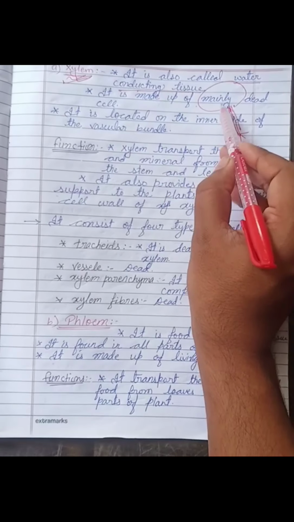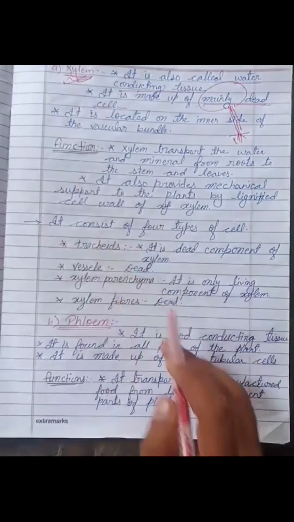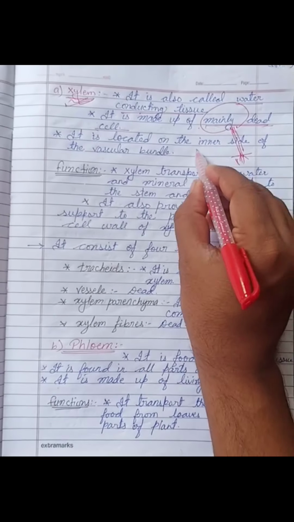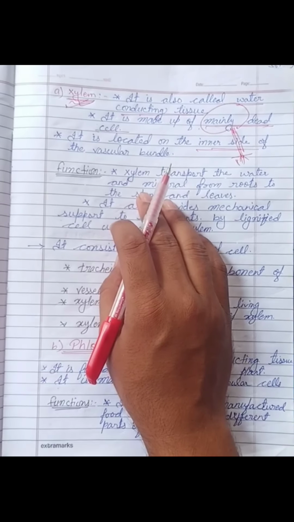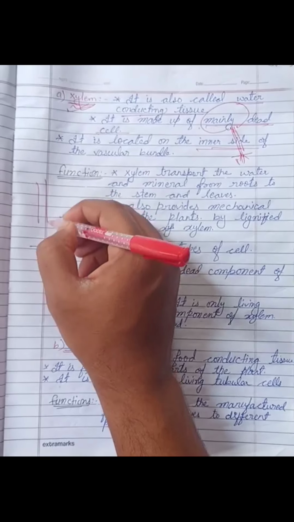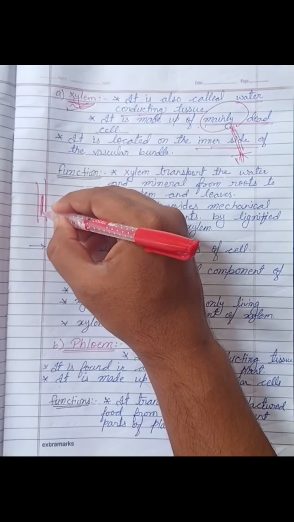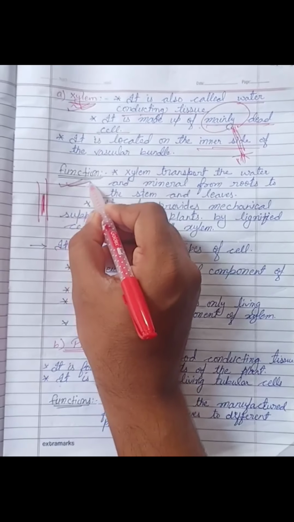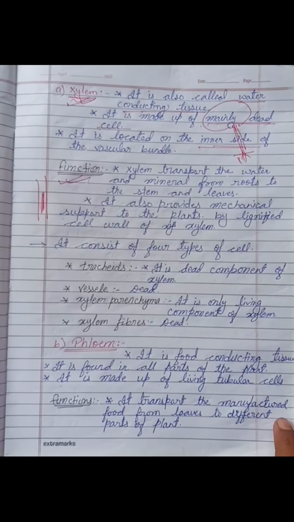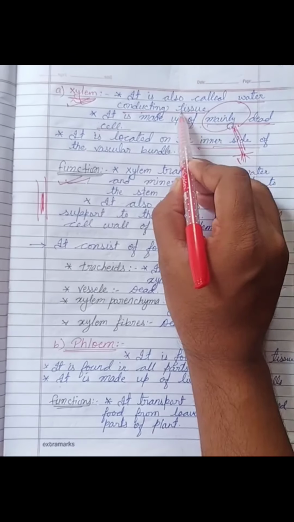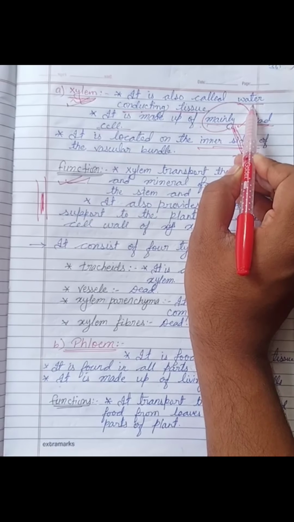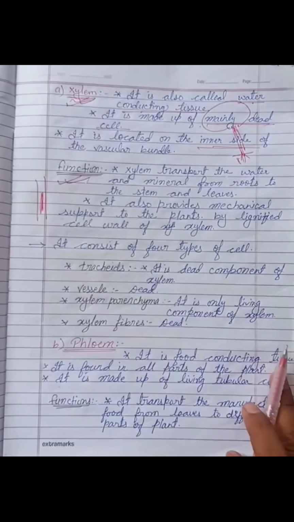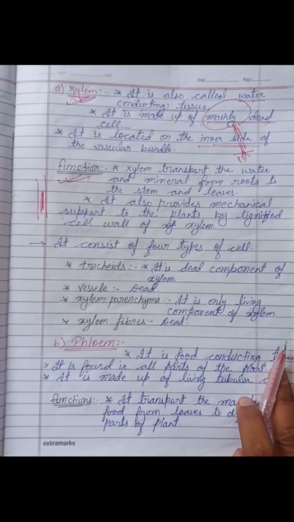And it is made up of mainly dead cells. Xylem is made up of mainly dead cells. It is located on the inner side of the vascular bundle. That means in the vascular bundle, it is found at the inner side. Now take a look at the function of the xylem. As I told you, it is also called the water conducting tissue. That means it is capable of the conduction of water from the root to the stem or aerial part of the plant. That is the most important function of the xylem.